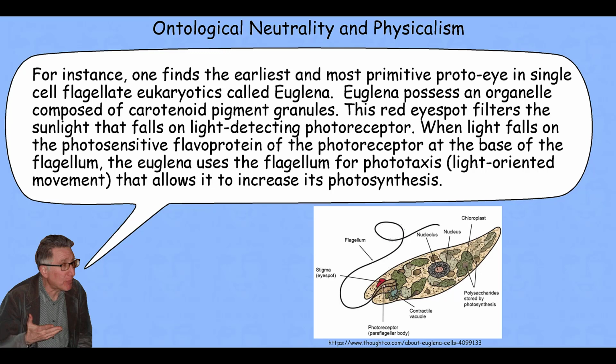So when light falls on this photosensitive component, which is a flavoprotein, the flavoprotein reacts to light. It's a photoreceptor. It's at the base of the flagellum, the little tail-like protrusion from the end of it. And so when that flavoprotein reacts to light, it causes the flagellum to move around, and the Euglena uses the flagellum then for phototaxis, that is, light-oriented movement. And this allows the Euglena to increase its photosynthesis, to adapt to its environment through sensitivity, specifically photosensitivity, and ambulation.